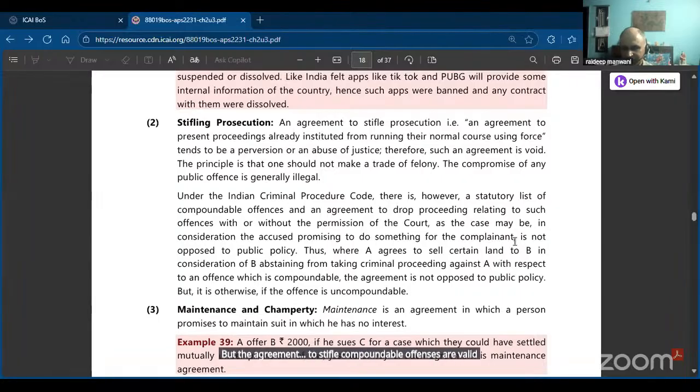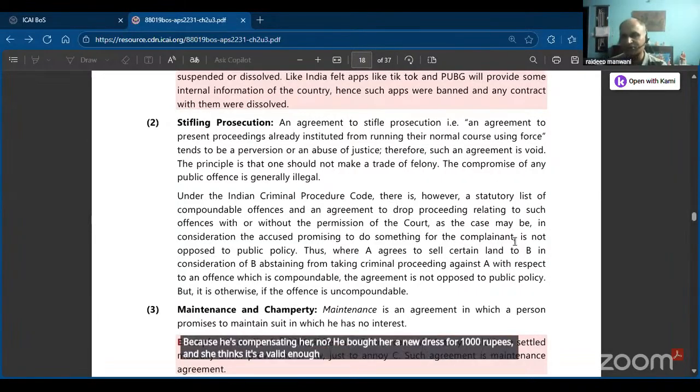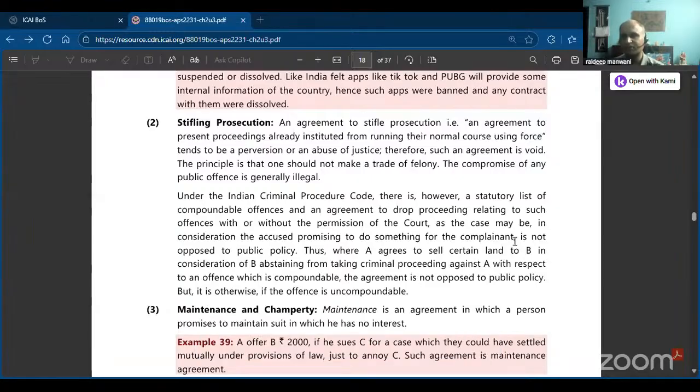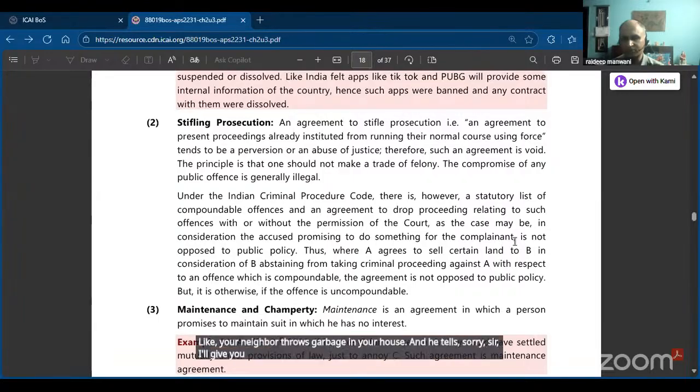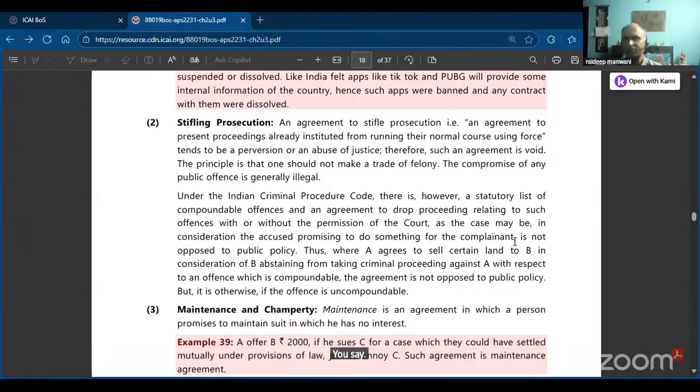Because he's compensating her. For example, he bought her a new dress for 1,000 rupees, and she thinks it's valid enough compensation. Understand or no? Yes, understood. In that case, it's okay. Like your neighbor throws garbage in your house and he tells you, sorry sir, I'll give you 5,000 rupees. I'll clean up the entire place, plus I'll pay you 1,000 rupees. You say, okay, I won't file a police complaint. It's valid.